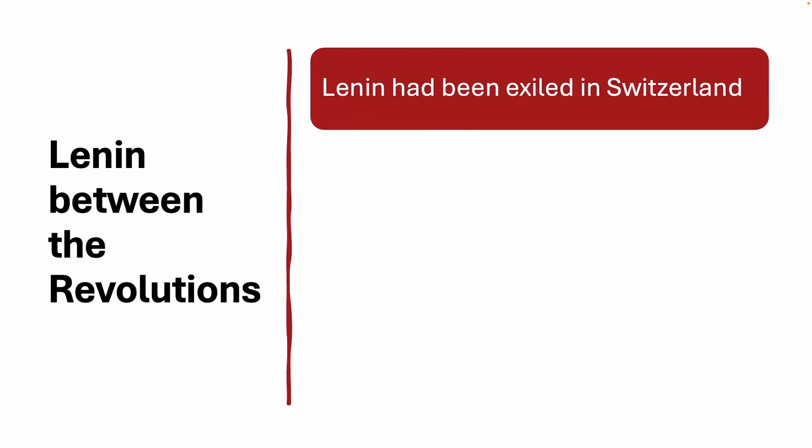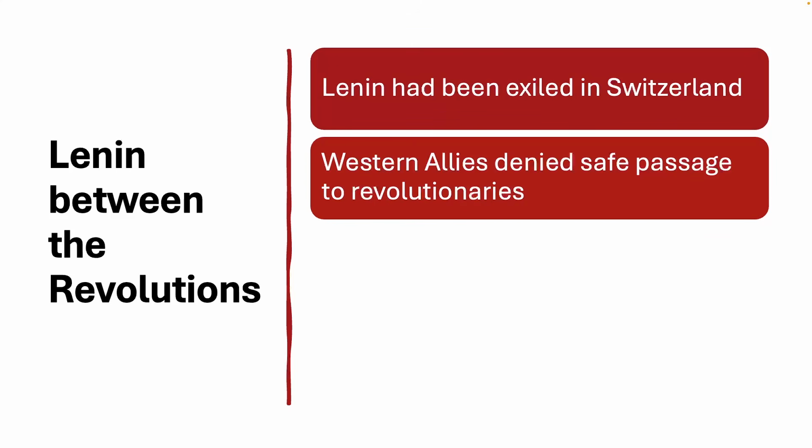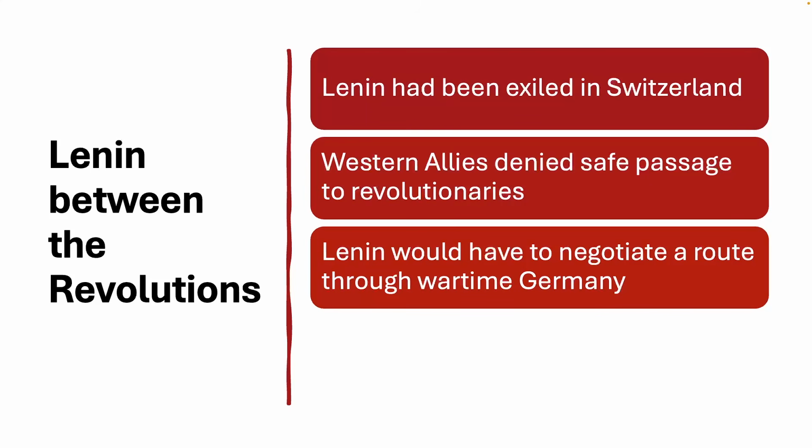Western allies, however, of course, denied him safe passage, and denied safe passage more broadly to revolutionaries. And so instead, he and his companions negotiate quite an ostentatious route through wartime Germany.